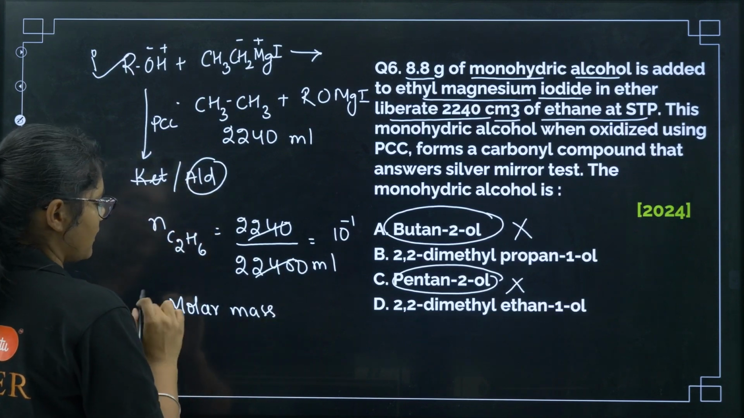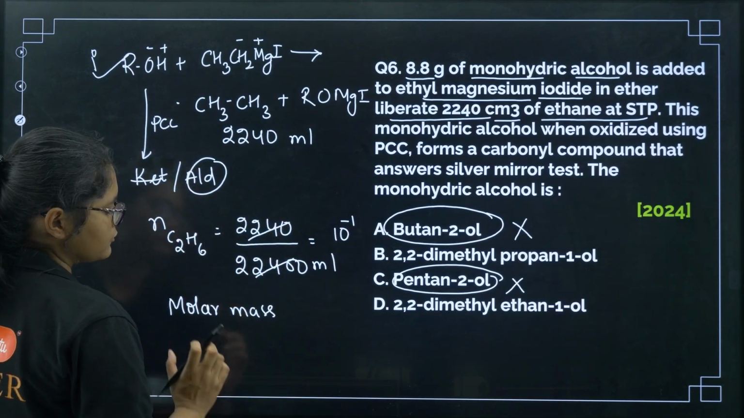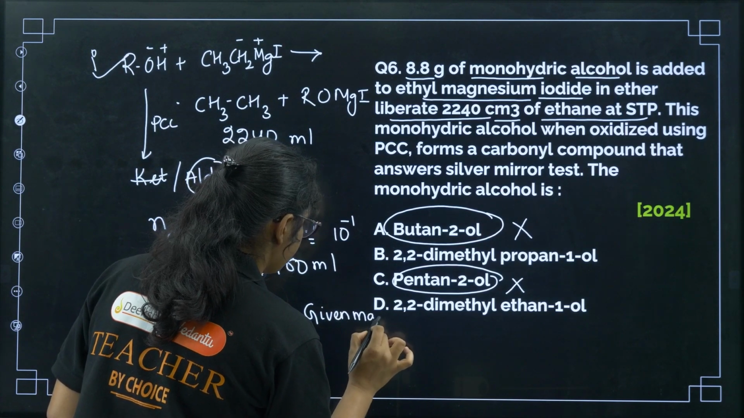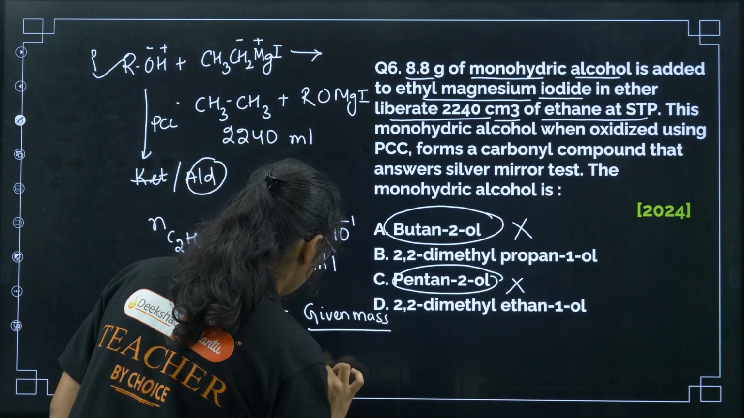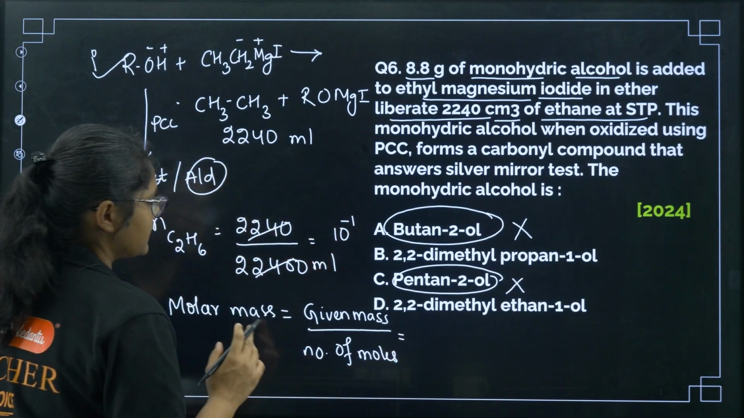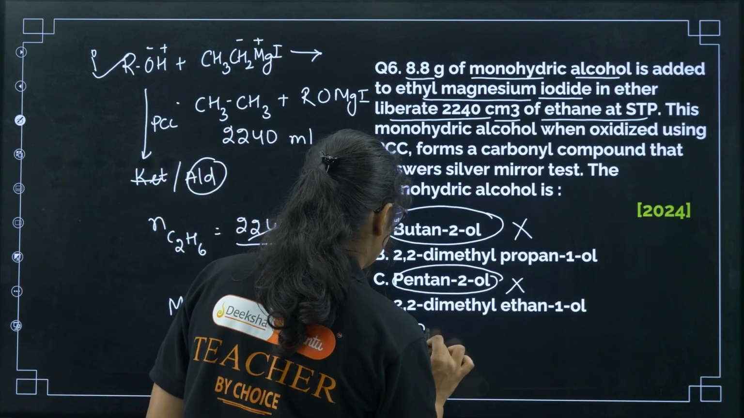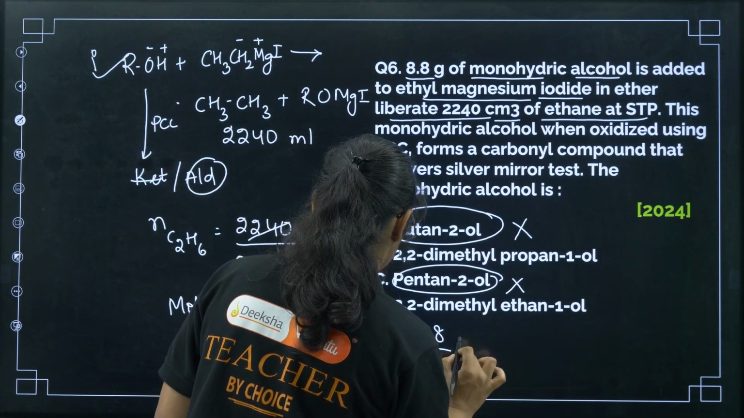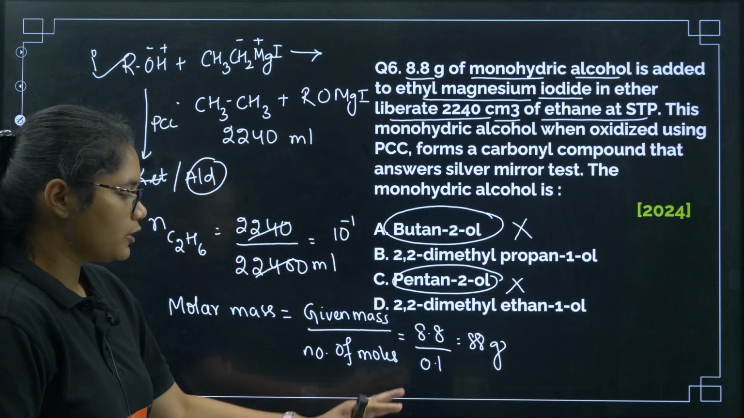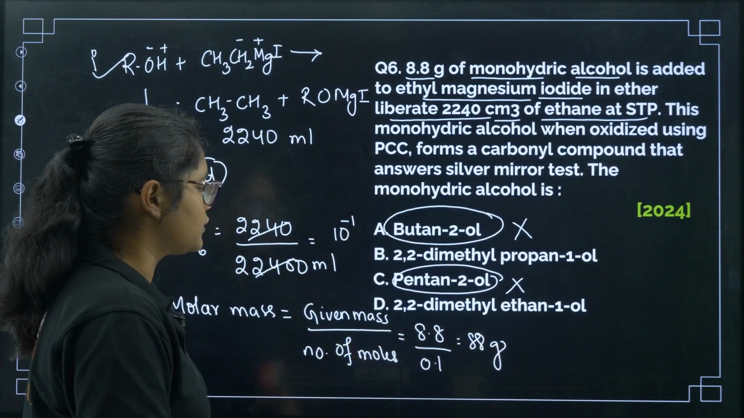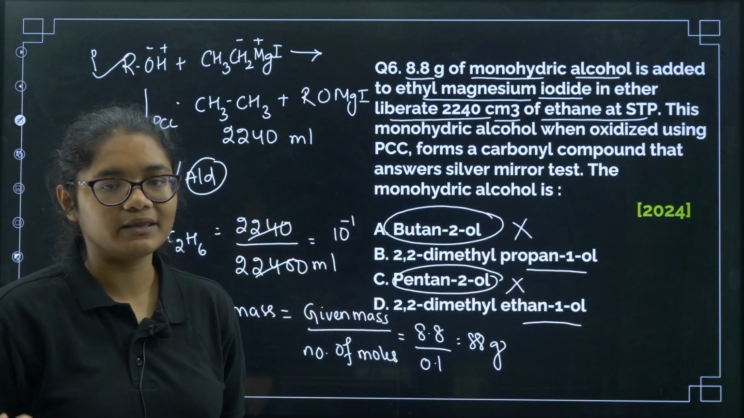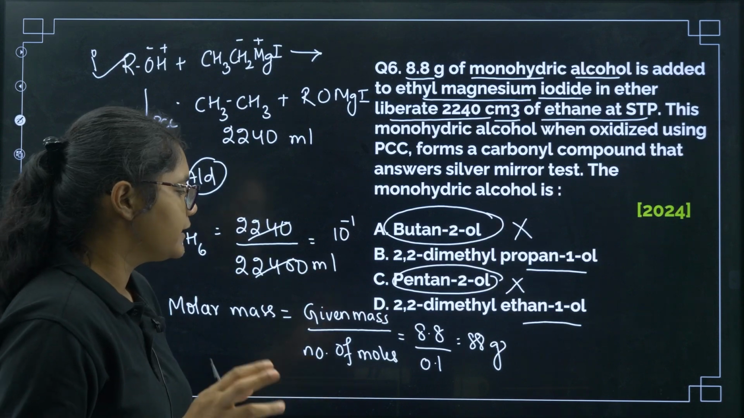So we have number of moles is equal to given mass by molar mass. So molar mass will be equal to given mass by number of moles. What is the given mass here? Given mass is 8.8 and number of moles is 0.1, so that is 88 grams. Okay, we got 88 grams here. So now what you need to do is check these two options and check whose mass is coming to 88 gram. So molar mass should be 88 gram.